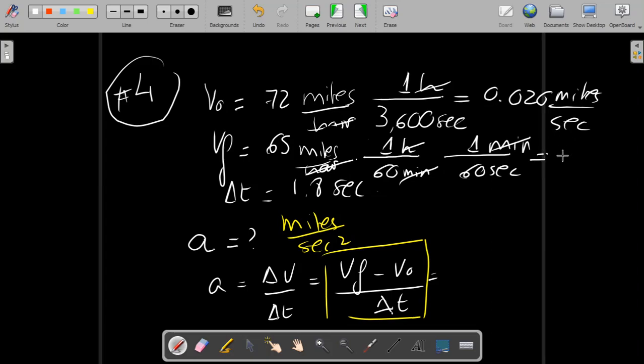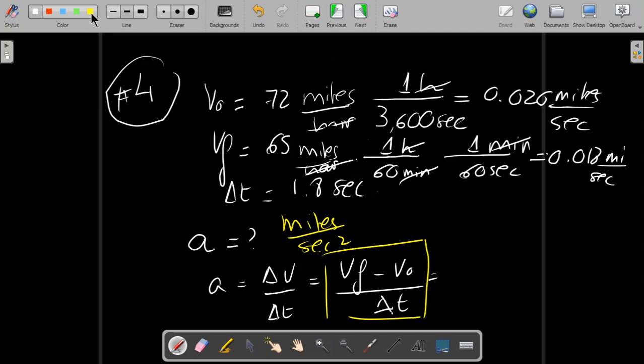So you see that the 60 miles per hour becomes 0.018 miles per second. Okay, see? So you have to be careful. You cannot mix units. You have to use the right kind of units.